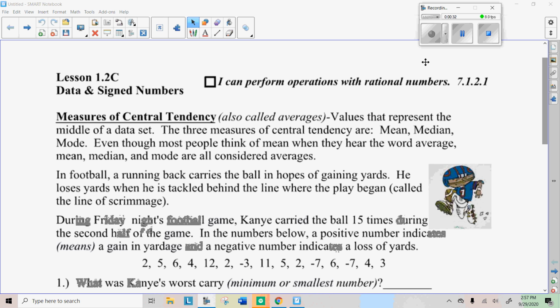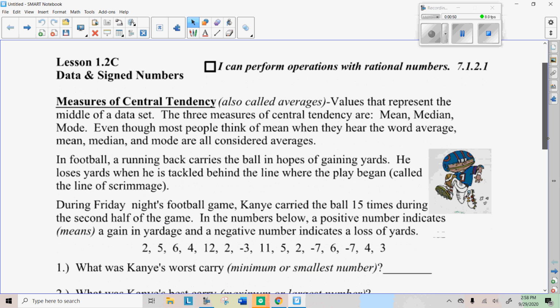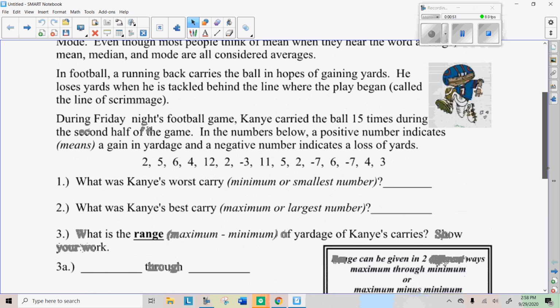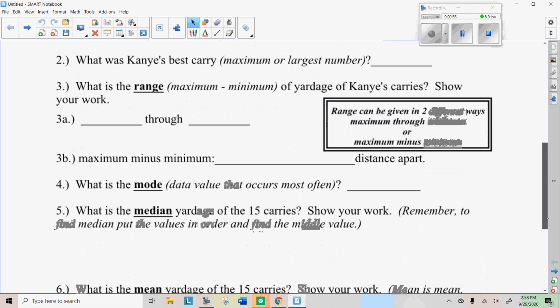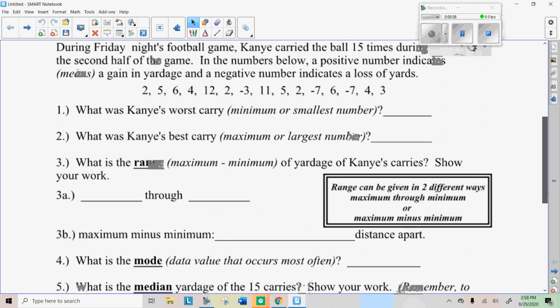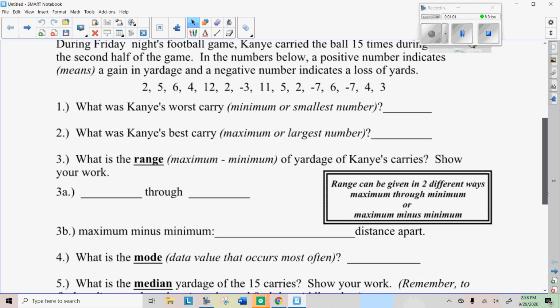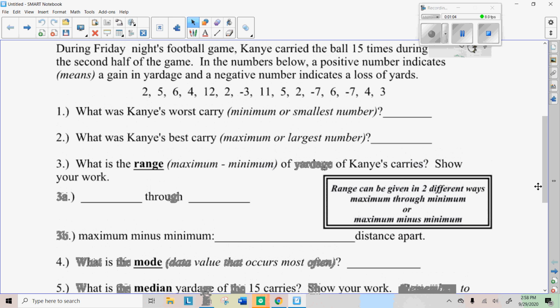Okay, so during Friday night's football game, Kanye carried the ball 15 times during the second half of the game. In the numbers below, a positive number means a gain in yardage, and a negative number is a loss. So go ahead and do the best of your ability. Actually, why don't you go ahead and do 1 through 3, okay? And then you can do more if you want, and pause and then just check back and see if you got them right.